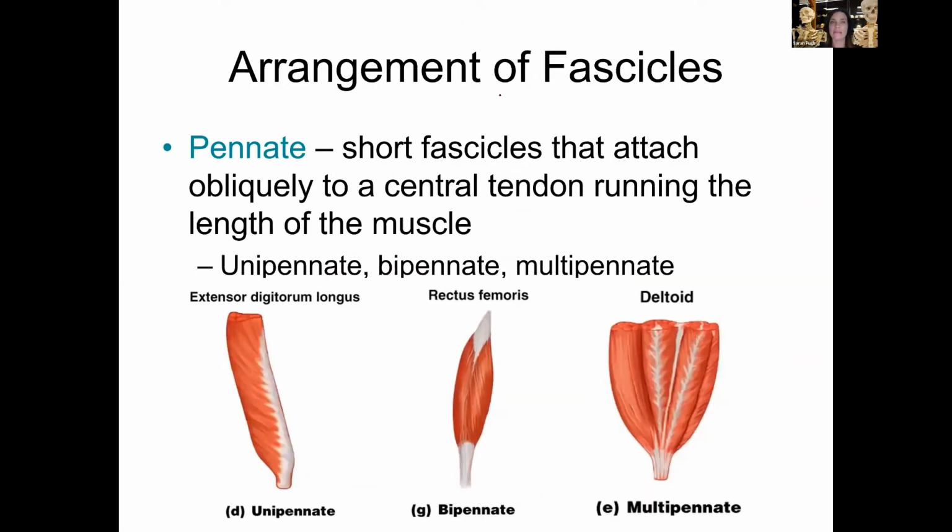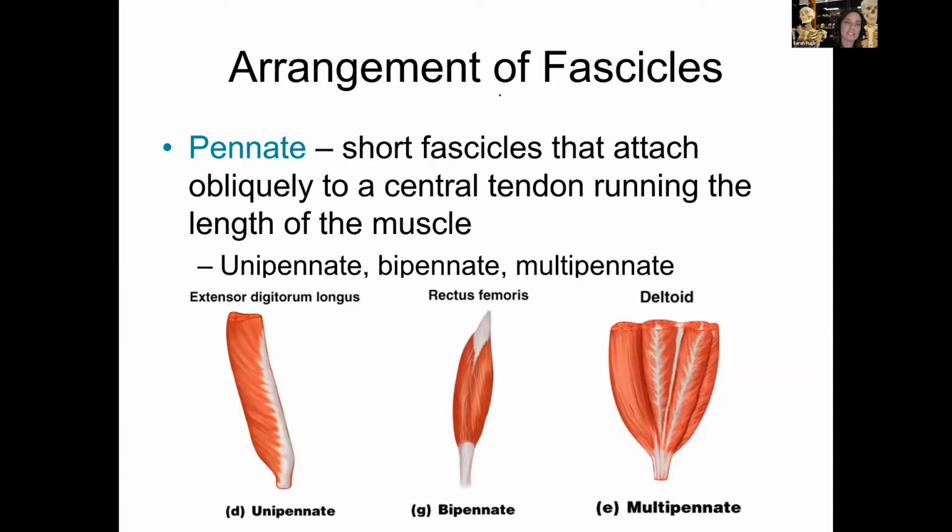Pennate. So pennate is when the fascicles are shorter and they are connected to a central tendon. When I hear the word pennate, I think pennant, like when you're at a football game or a sporting event and there's a pennant and you're flying that, that's a little flag. And so I always think flag or feather. So when I see that word pennate, I think feather, flag. They look like a feather to me, right?